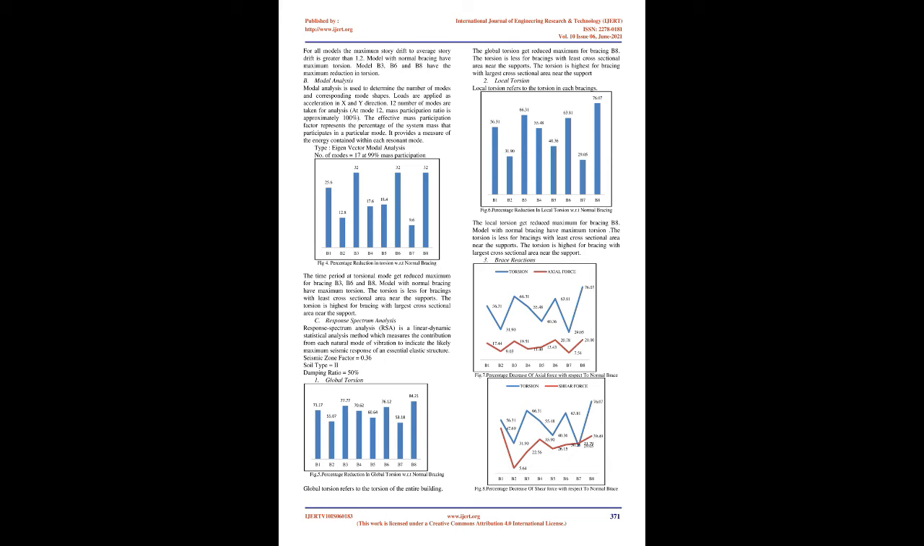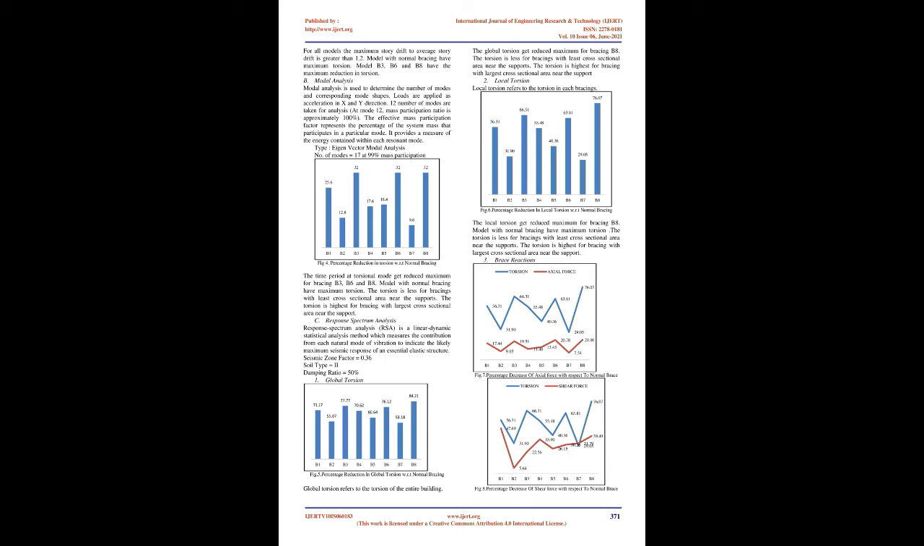Local torsion. Local torsion refers to the torsion in each bracings. 76.07 56.31 66.31 55.48 63.81 31.90 40.36 29.05 25.6 17.6 18.4 12.8 9.6. B1 B2 B3 B4 B5 B6 B7 B8 Fig 4. Percentage reduction in torsion W.R.T normal bracing.